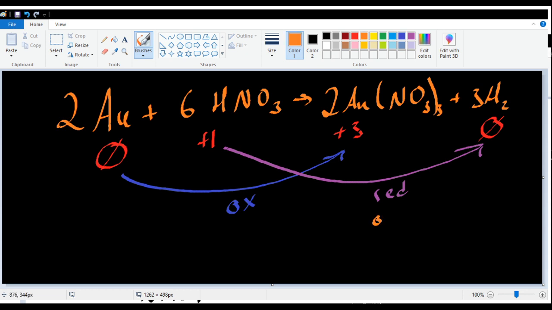Therefore, hydrogen is our oxidizing agent, and gold is our reducing agent. So we put these together, and that is what we're looking at. Okay. So that is the first one. Now let's look at hydrogen peroxide combining with iron.